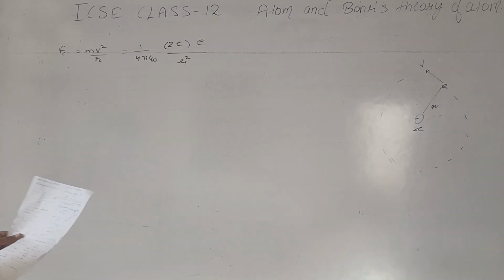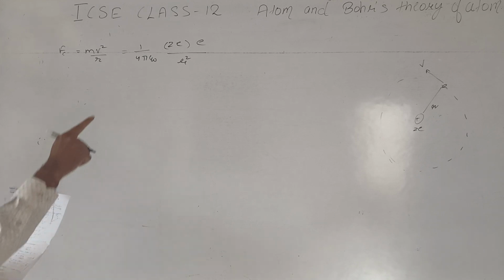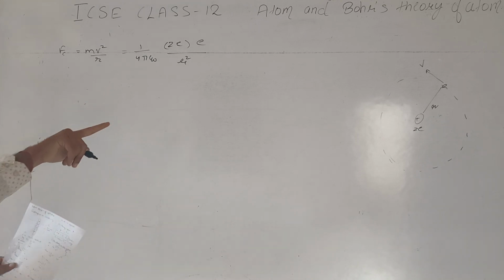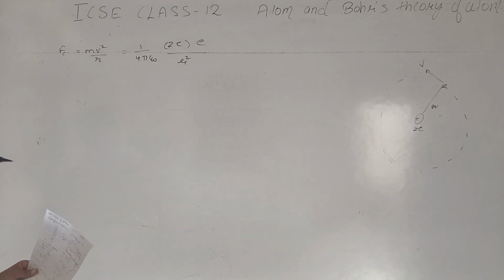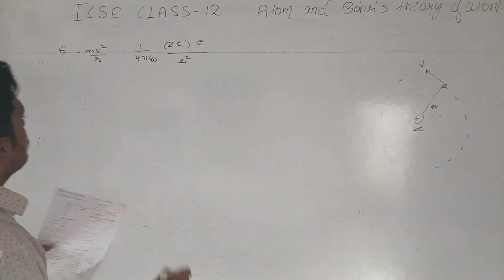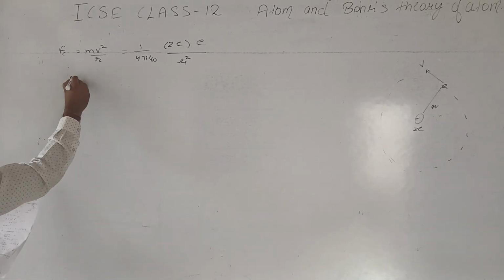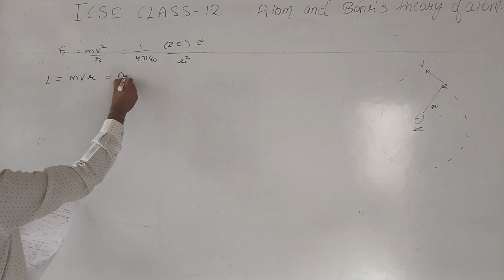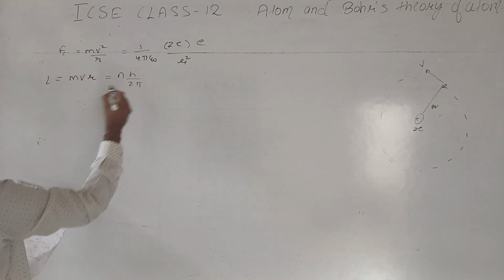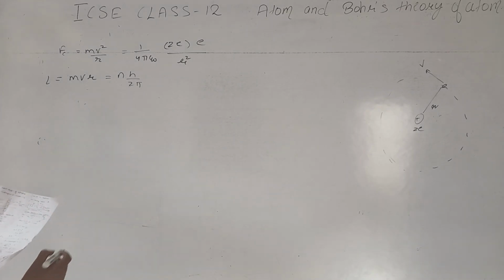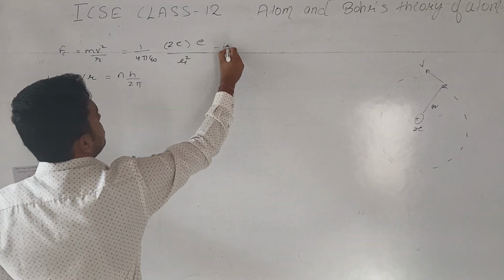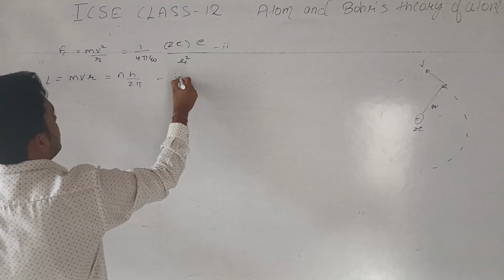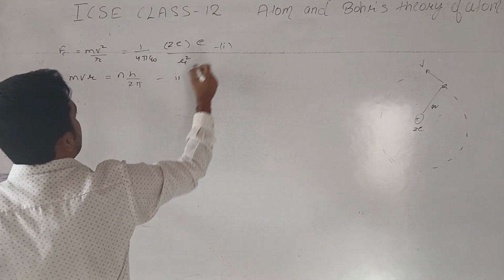So mv square equals this, and because we are studying Bohr's theory, we will apply Bohr's condition here. What is Bohr's condition? According to Bohr's condition, mvr, the angular momentum L, must be an integral multiple of h upon 2 pi. So this is our first equation, and this is our second equation.